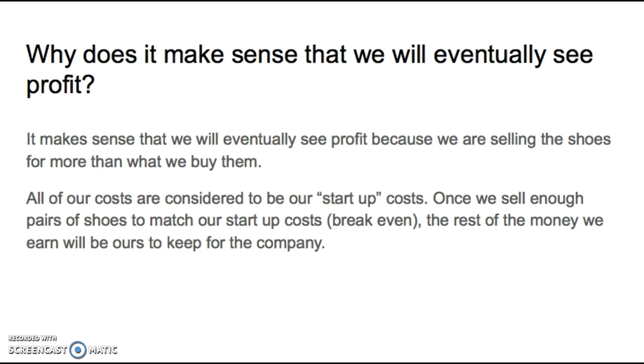It makes sense that we will eventually see profit because we are essentially selling the shoes for more than what we bought them for. We are selling each pair of shoes for $79.99 when we only manufactured them for $20.99. So we are making $59 per pair of shoes. Another reason is that all of our costs are considered to be startup costs. Once we sell enough pairs of shoes to match our costs, then the rest of the money we earn will be ours to keep for the shoe company.